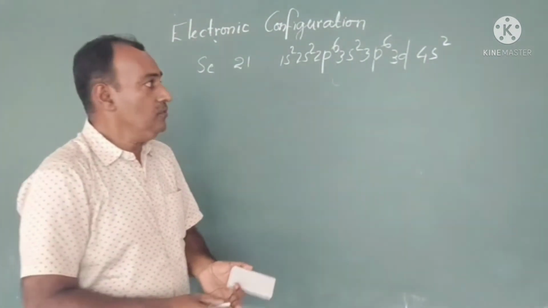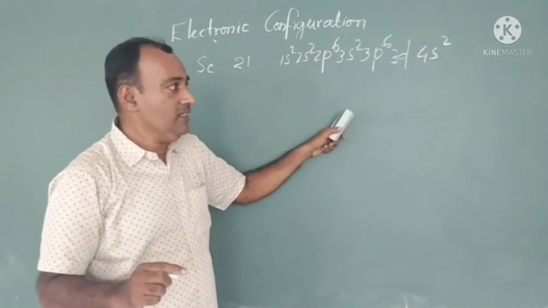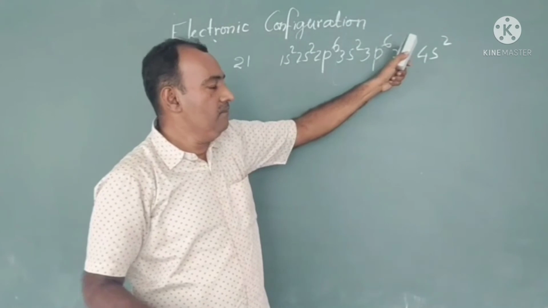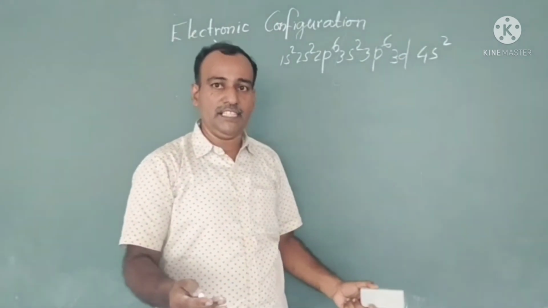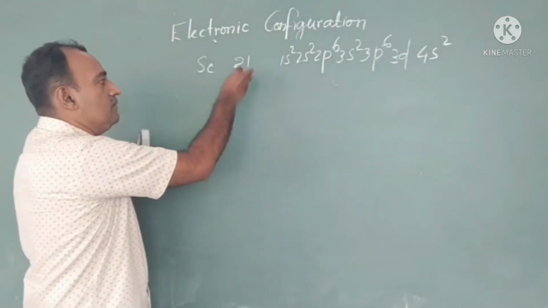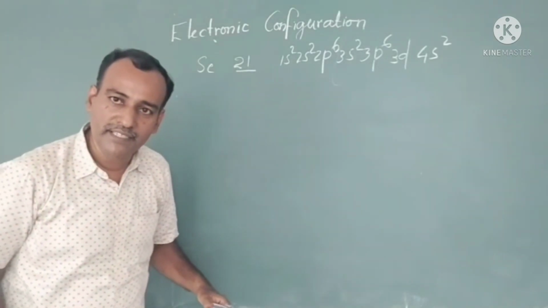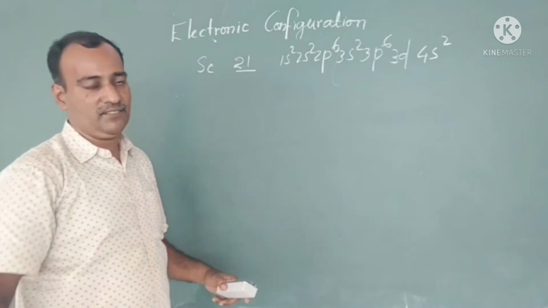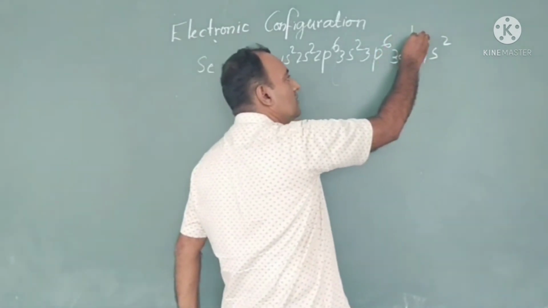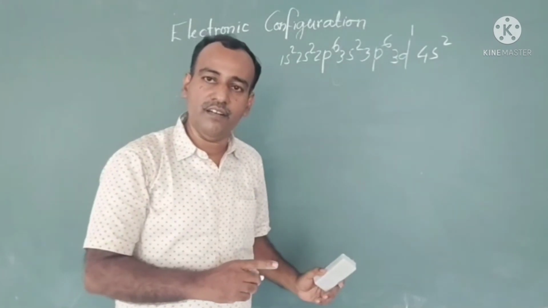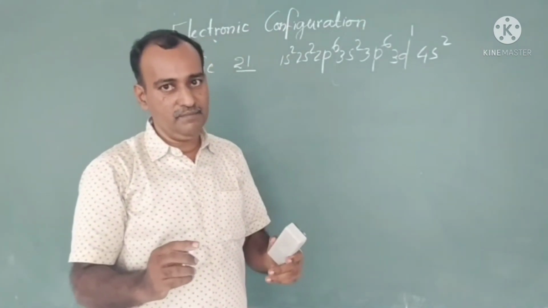So what happened? How many electrons are now over? Up to 3p, 18 electrons over. When it comes to 4s, 20 electrons over. What about the electronic configuration? Atomic number of scandium? 21. How many electrons remaining? Only one electron. Where will it go? It will go to 3d1. This is the electronic configuration of scandium.